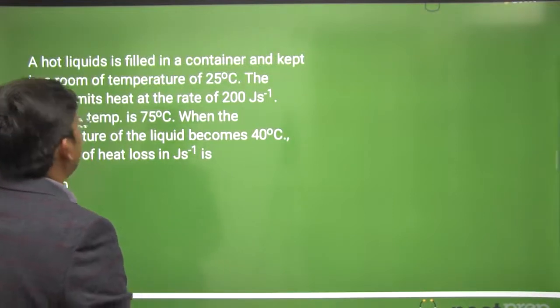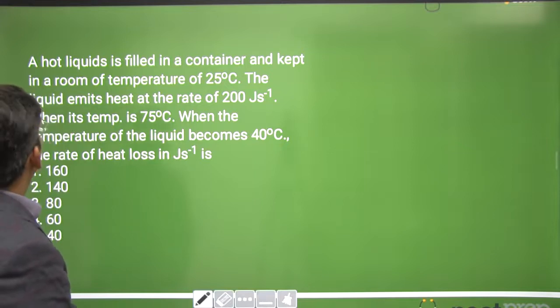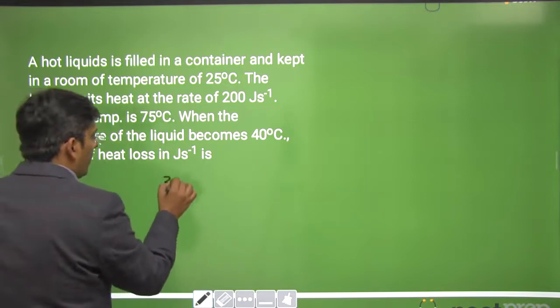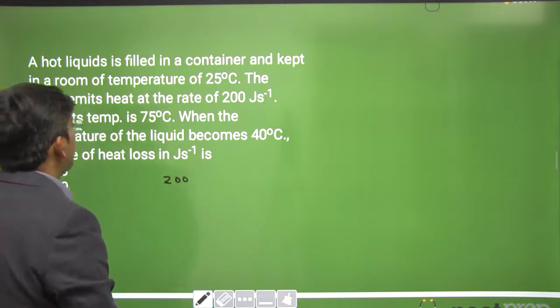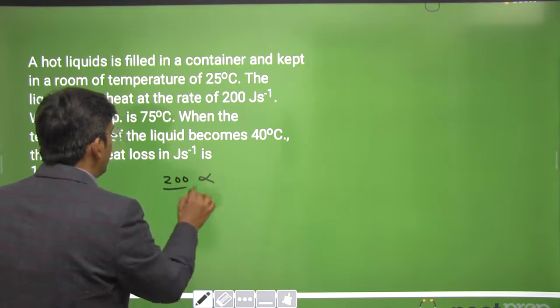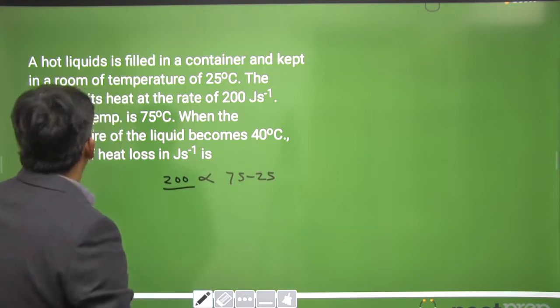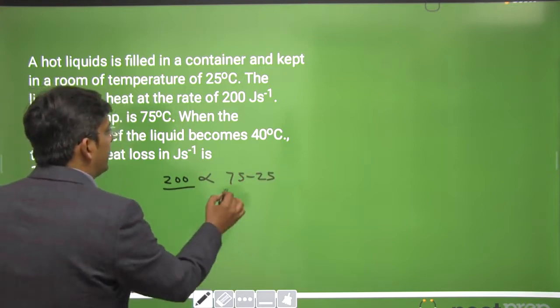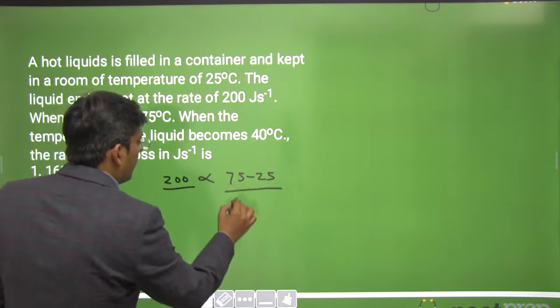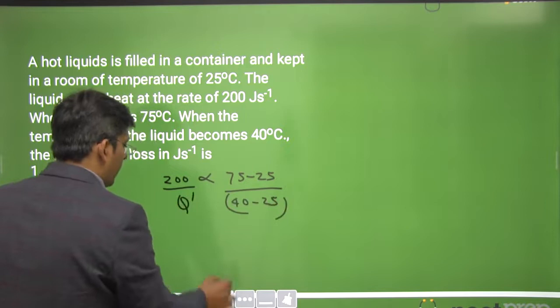Now, a hot liquid is filled in a container and kept in a room of temperature 25 degrees Celsius. The liquid emits heat at the rate of 200 joules per second when its temperature is 75 degrees Celsius. See, rate of cooling is proportional to the difference in temperature of system and surroundings, which is 75 minus 25. If the temperature of the liquid becomes 40 degrees Celsius, the difference in temperature of system and surroundings is now this. You are asked to calculate the rate of cooling, okay?